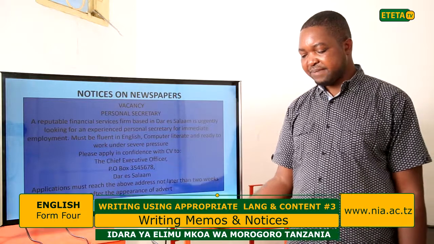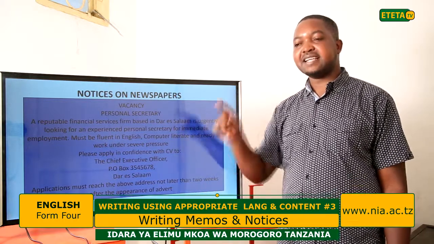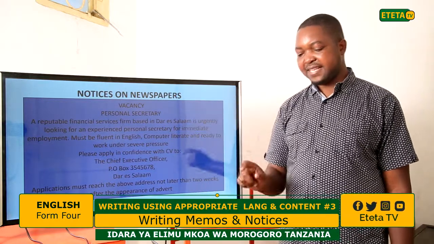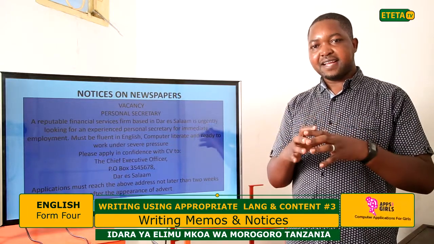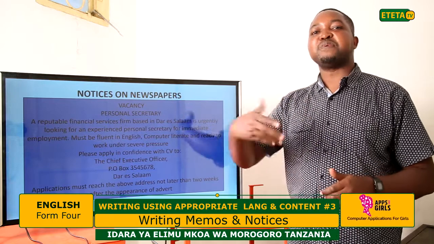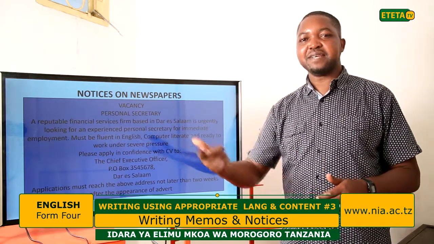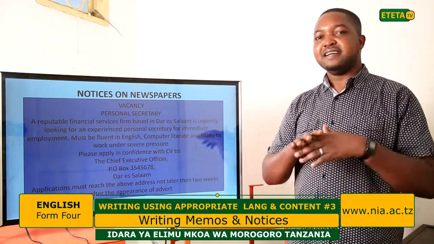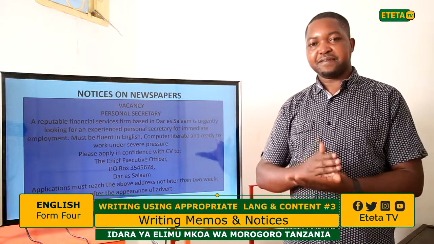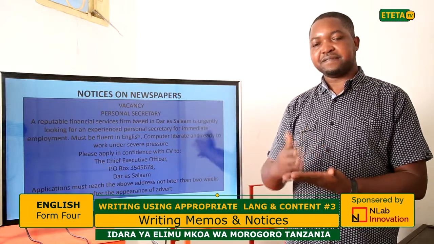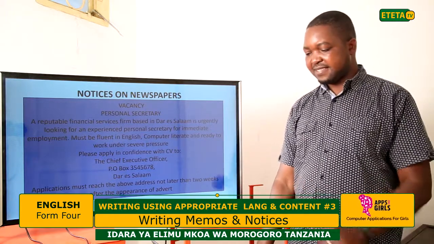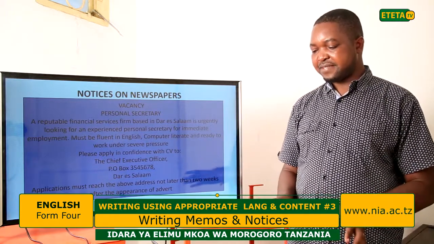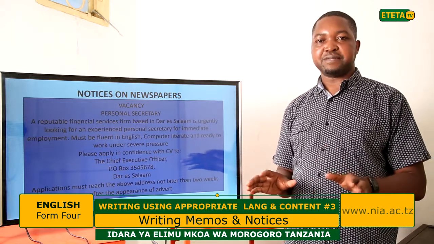Like here, applications must reach the above address not later than 2 weeks after the appearance of the advert. So after seeing the advert, you have to count 2 weeks. After 2 weeks, if you write your application, it cannot be considered because you have gone beyond the time limit or time framework. So that is one form of the notes which can be found in the newspapers.